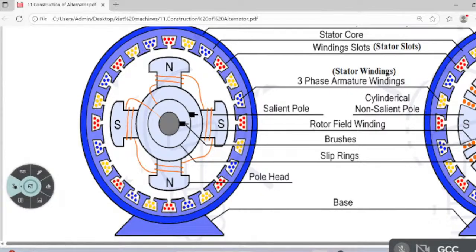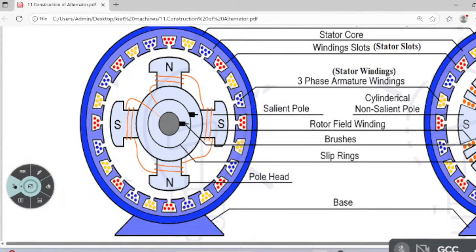So the output terminals are 3. Output terminals are how many? 3. A generator means I have to rotate, so mechanical energy is converted into electrical energy. Electrical energy means supply, and we are getting a 3-phase supply. That's why RYB.